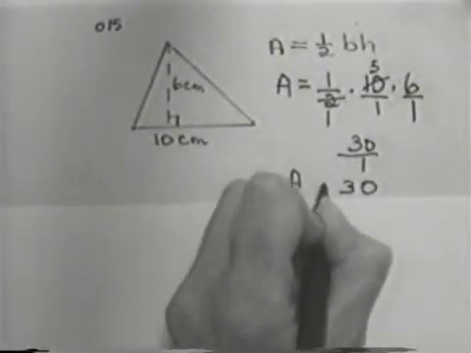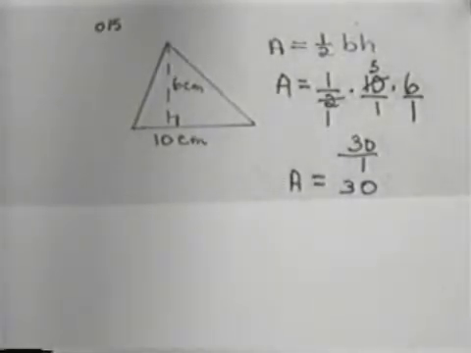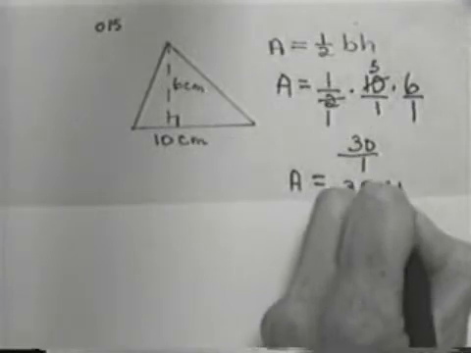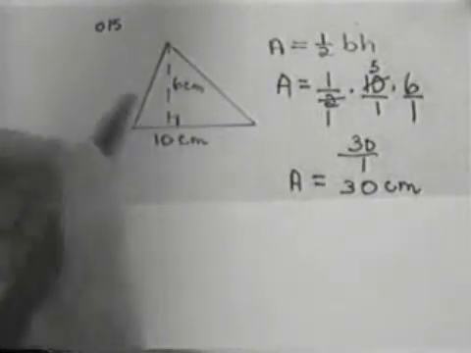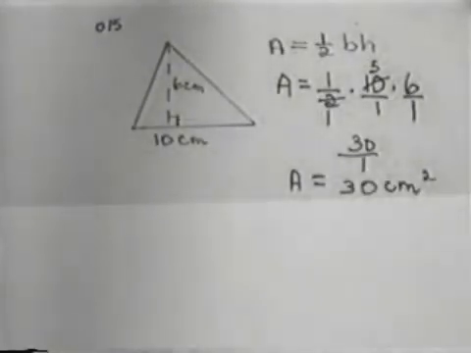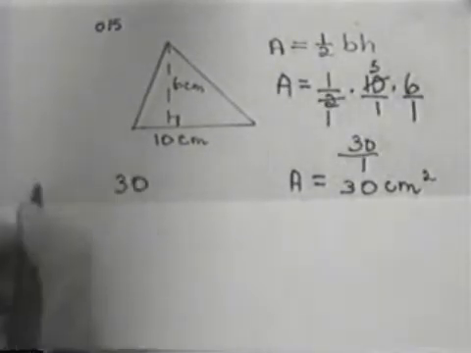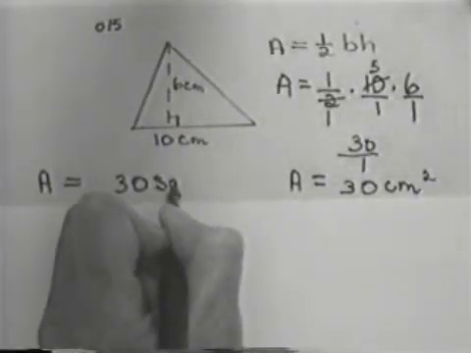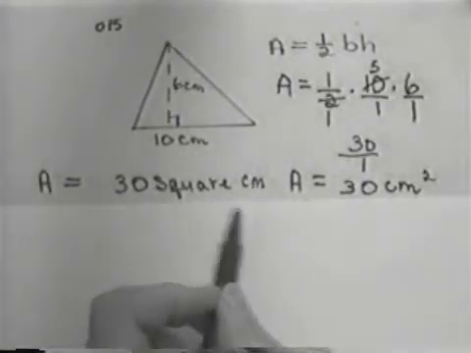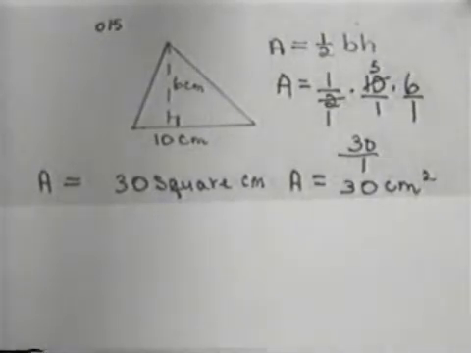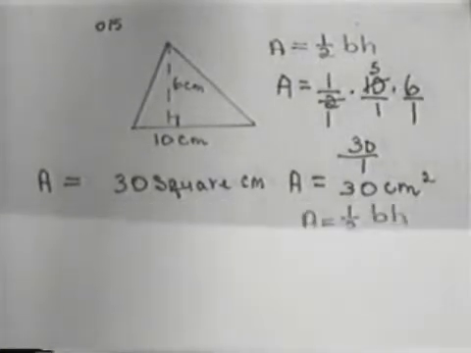So my area is 30, and I don't want to forget my unit of measurement. I'm working with centimeters. And remember, when we're finding the area, we're splitting the inside of the figure up into little squares. So it's 30 square centimeters written that way, or you could write A equals 30 square centimeters. So you can write the word square out, or you can put your little centimeter square like that. So the area is 30 square centimeters. Let's look at another triangle.